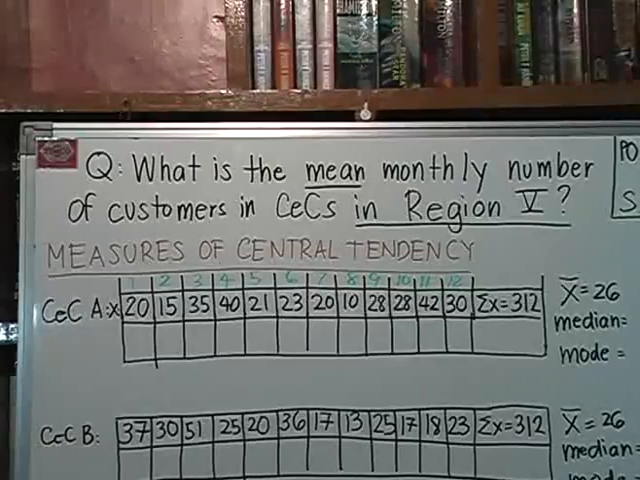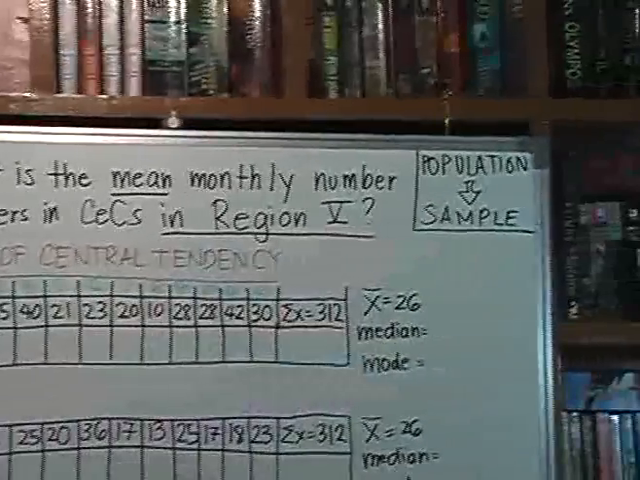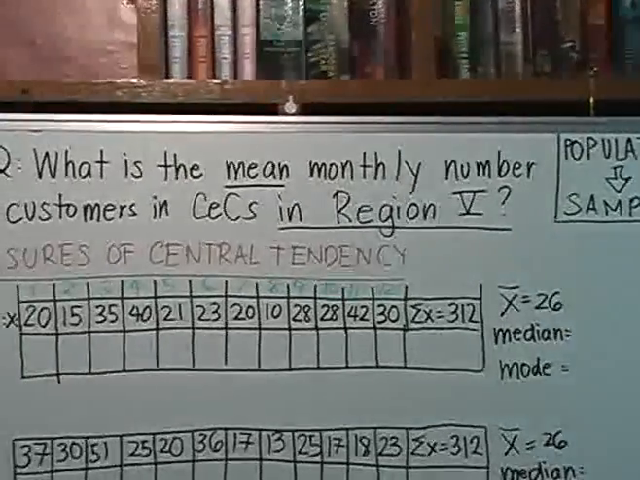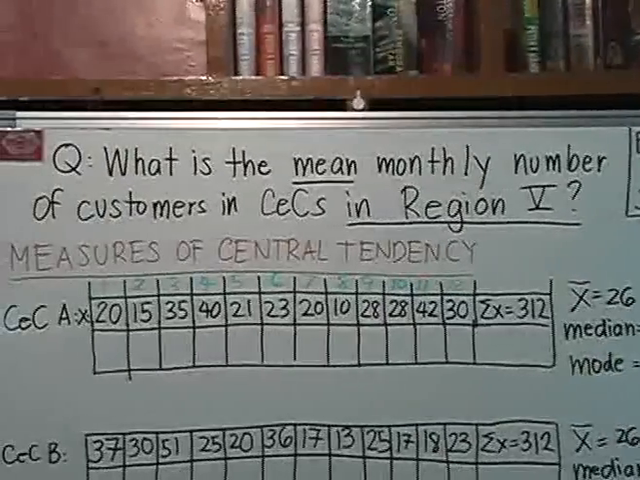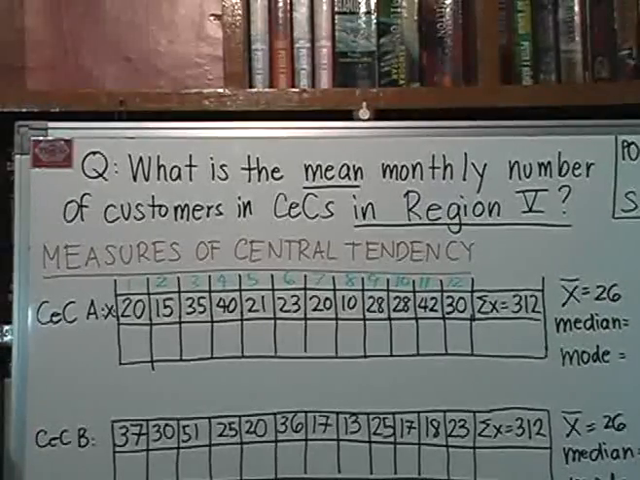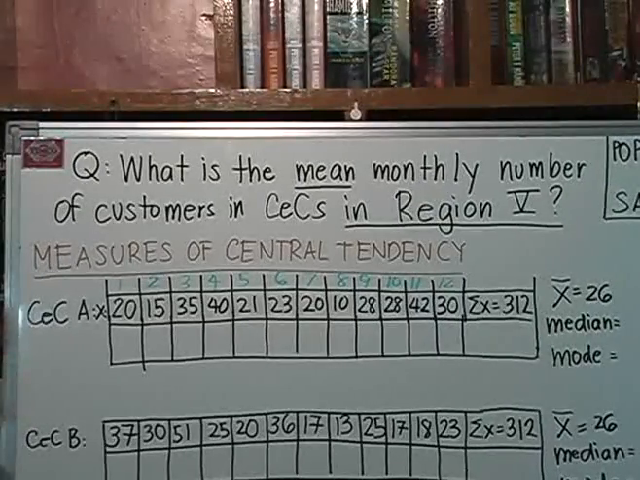Because of this question, we run again into the concepts of population and sampling, right? Let's say that the population here is the population of all community e-centers in region 5. For example, in region 5 there are around 50 community e-centers. For practical purposes, as a researcher, it will be very difficult, if not impossible, for you to do a study of all CECs. So that's why we will go into sampling. We'll just get a sample of CECs and we will do our study from there.